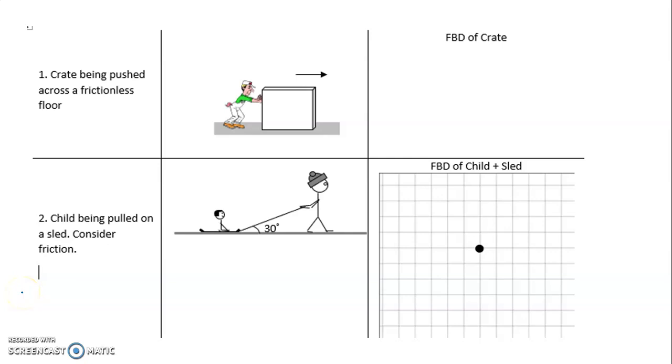In this video, I'm going to draw free body diagrams for the two situations you see pictured and described here. The first one's actually already done for you in your note packet. It's a crate being pushed across a frictionless floor. So the first thing is to make sure you identify what the object is. And so we are analyzing the crate.